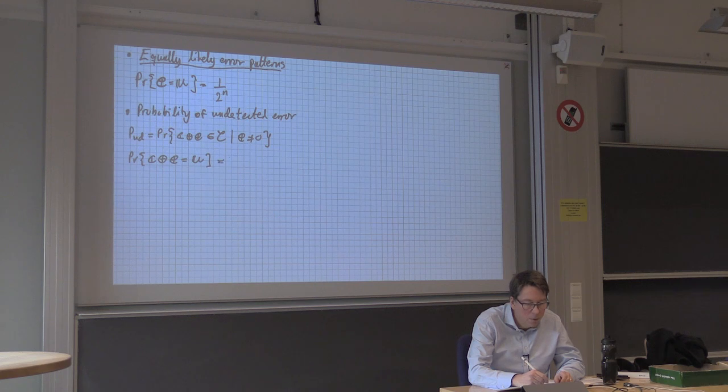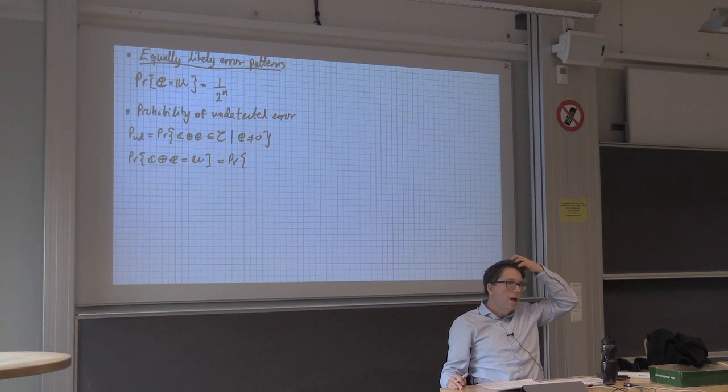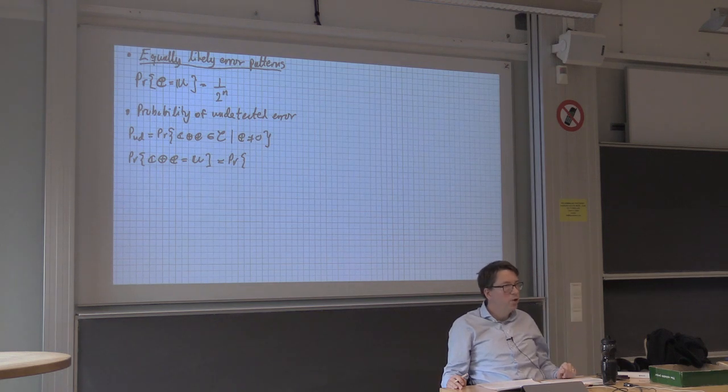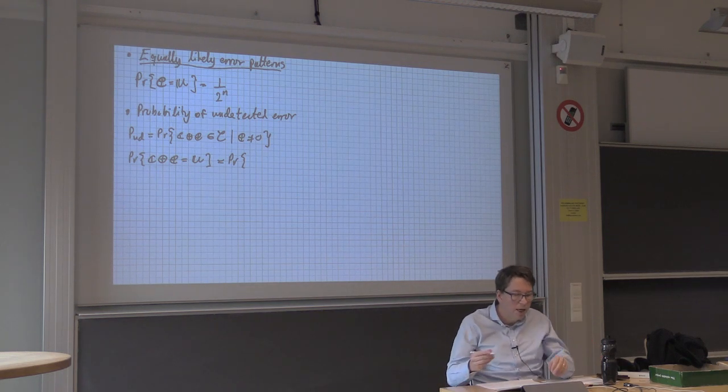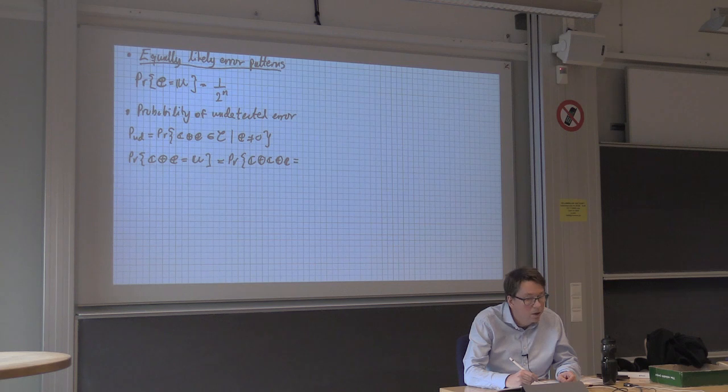Then this is equal to, and we do this trick which is nice with binary things, that subtraction and addition are the same. So if we want to subtract C from the left-hand side here, we can just add C to the left-hand side, and then we need to add C to the right-hand side. So we have here C plus E, that's the left-hand side, equal to the right-hand side, which is now C plus U.